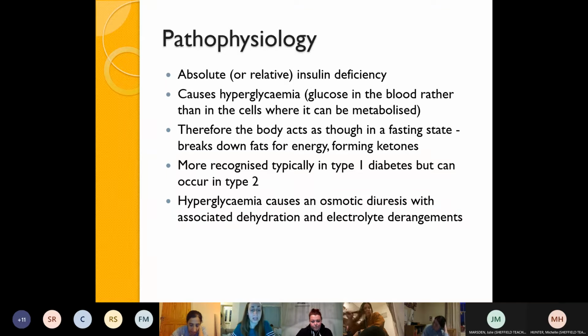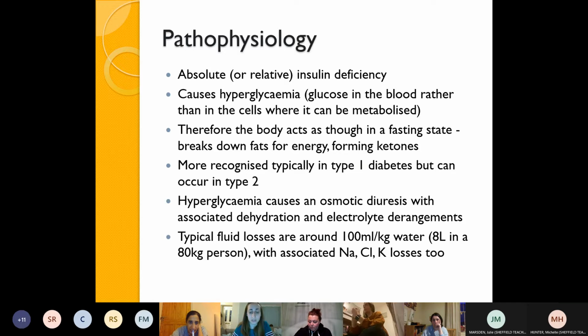And when you've got hyperglycemia, i.e. too much glucose within the blood, it causes an osmotic diuresis, which is basically your body trying to pee out the excess glucose. In doing so, as well as peeing out the glucose, it drags a load of water with it, and you end up dehydrated. Important to know, typical fluid losses are around 100 mils per kilo. So in an 80 kilogram person, you'll be in an 8 litre deficit. And of course, when you're losing all the water, you're also losing all your electrolytes as well, especially the potassium, which comes with the risks of hypokalemia.